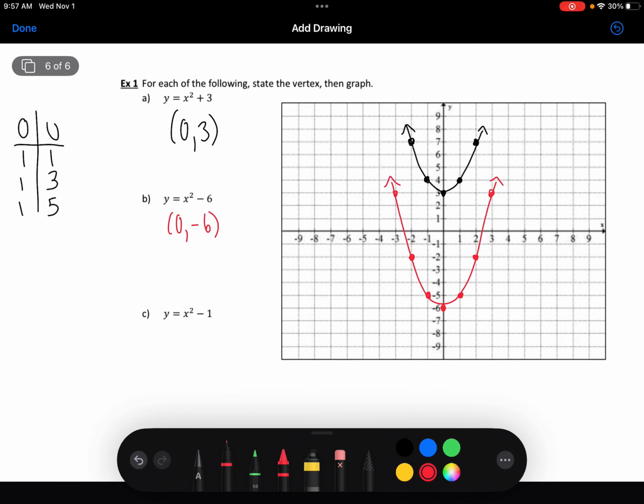And we've got that. And then finally, we have 0, -1. Same thing. I'm just going to do 5 dots this time. Over 1, up 1. Over 1, up 3. Over 1, up 1. Over 1, up 3. And if you look, all of these graphs look the exact same. They've just been translated up or down.